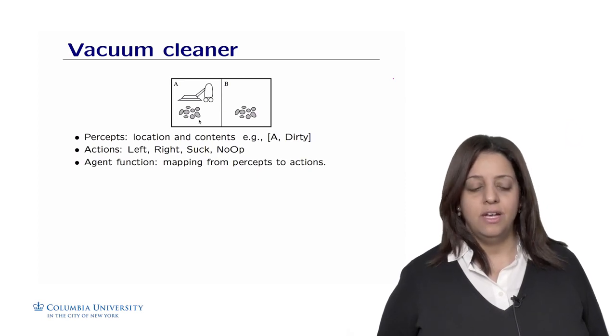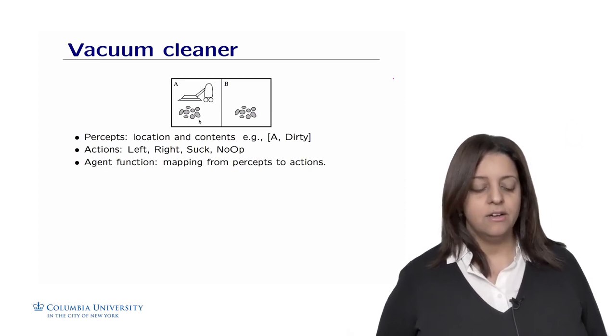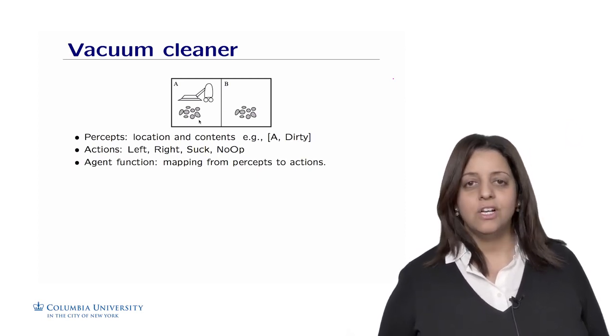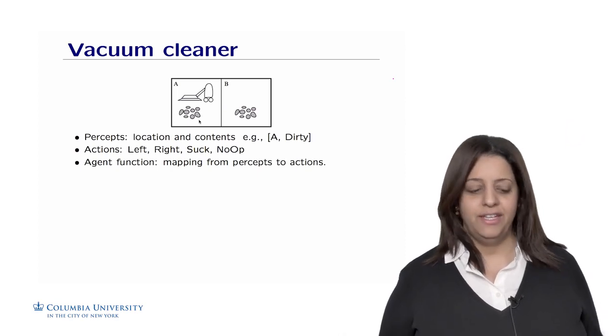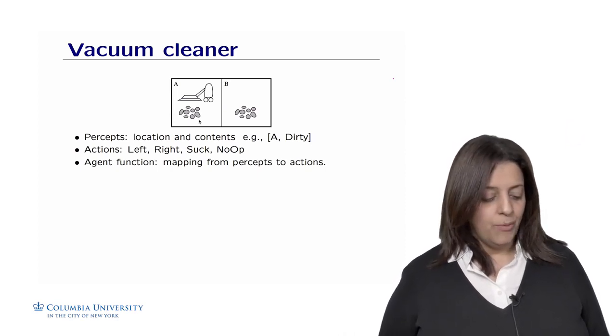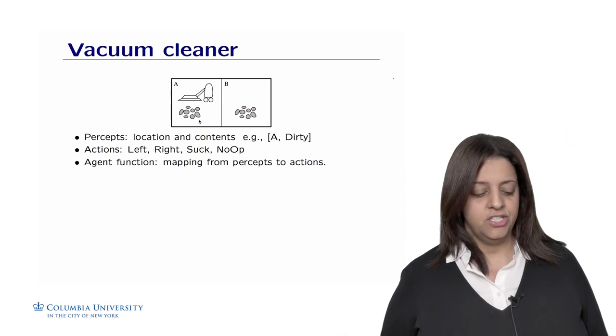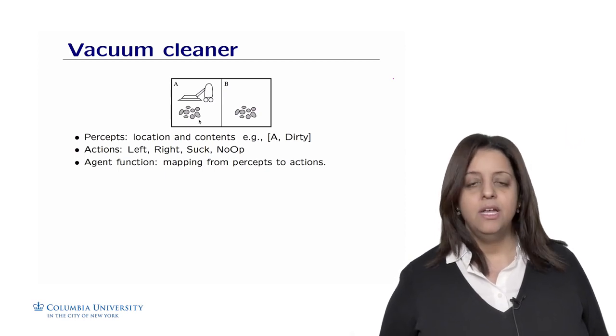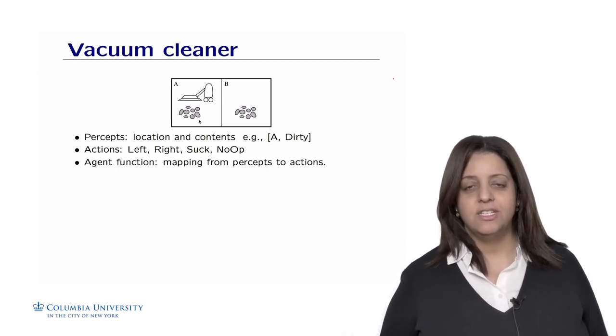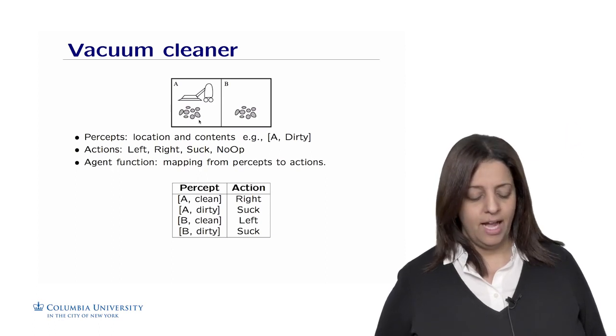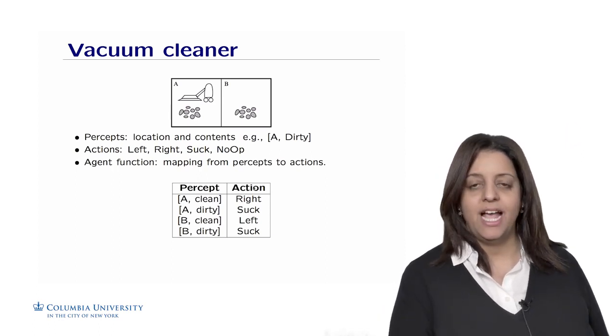The actions that the vacuum cleaner could accomplish are going left, going right, sucking the dirt, or doing nothing if everything is clean. And finally, we are defining an agent function, which is a mapping from the set of percepts to the set of actions. And this we could write in a table that has a mapping between percepts and actions.